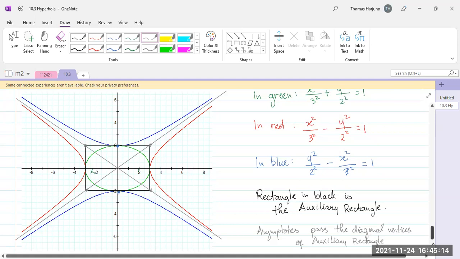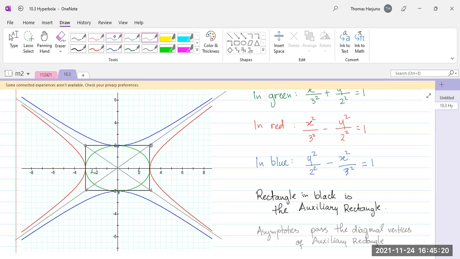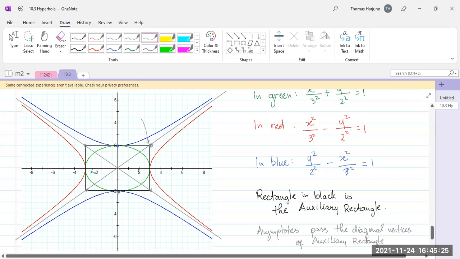Okay, now you see that, for example, this vertex here, what color should I use? Oh, I use this one. So the corner of this auxiliary rectangle has coordinate (3, 2). And apparently it actually goes through the origin also, right? And it also passes through (-3, -2). Now you will see that the equation of this asymptote will be y equals 2/3 x.